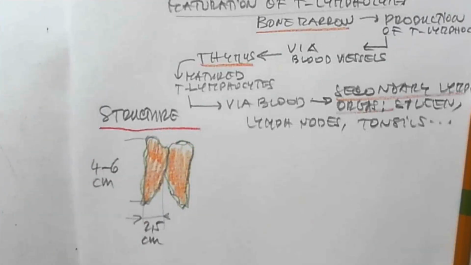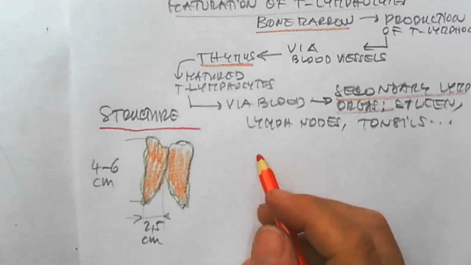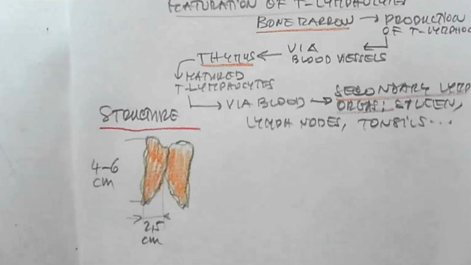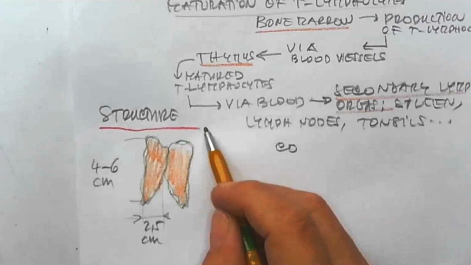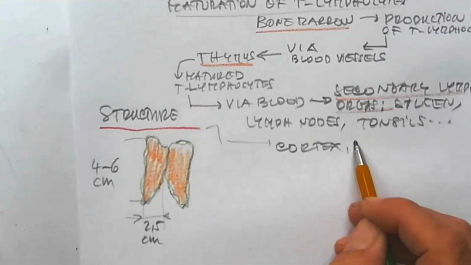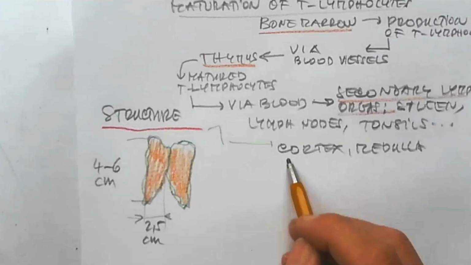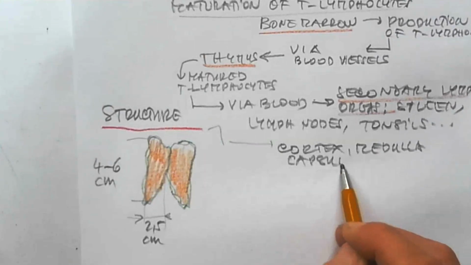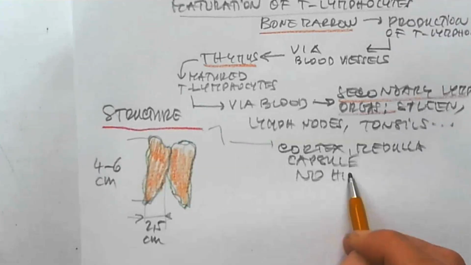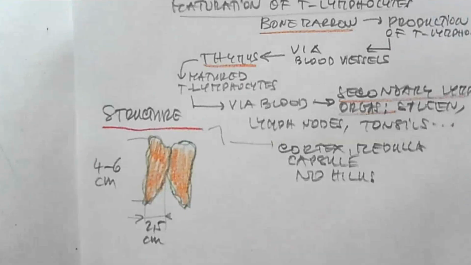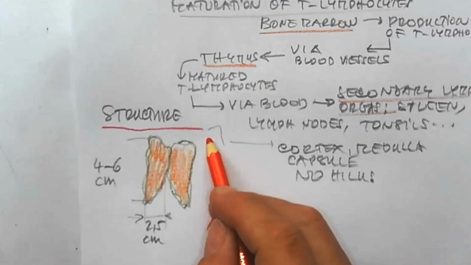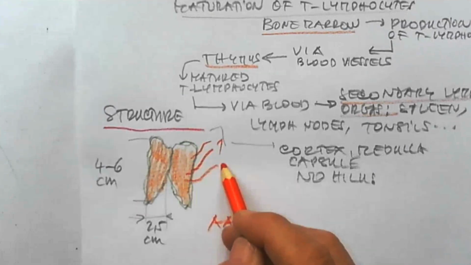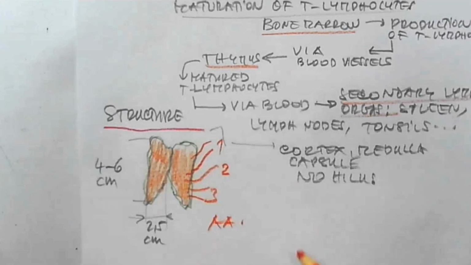And also there are many vessels that supply. Each lobe has cortex and medulla on the surface. Capsule. No hilus. So the vessels enter or pass into the organ on different sides. Vessels, yes. Arteries. There are more arteries. Number 1, number 2, and number 3. There could be usually 3 categories.